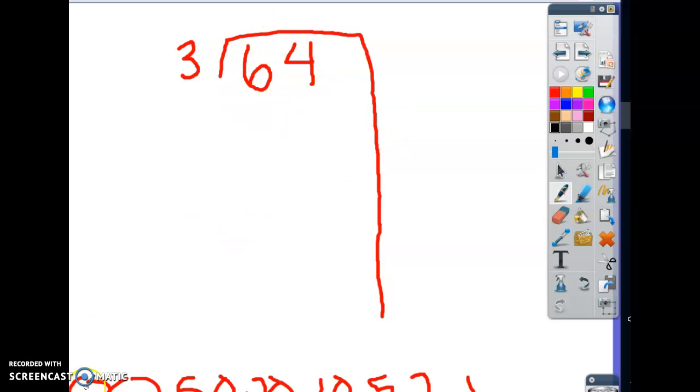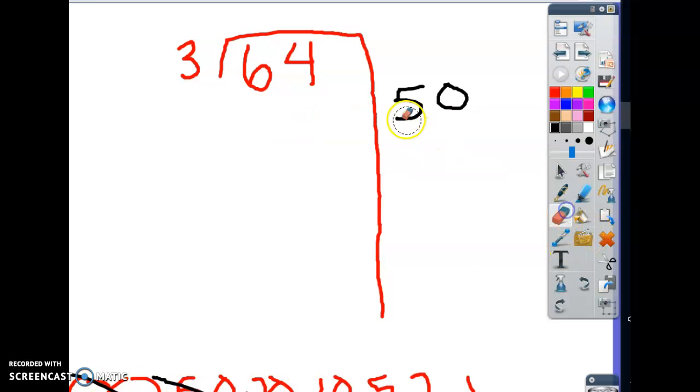So you think about 100. 100 times 3 is 300. That's way over 64, so it cannot be 100 times. So I'm not going to use 100. Then I'm going to try 50. 50 times 3, and this is why we learned how to multiply using zeros. What is 50 times 3? Good, 150. 150 is way over 64, so I can't use 50.